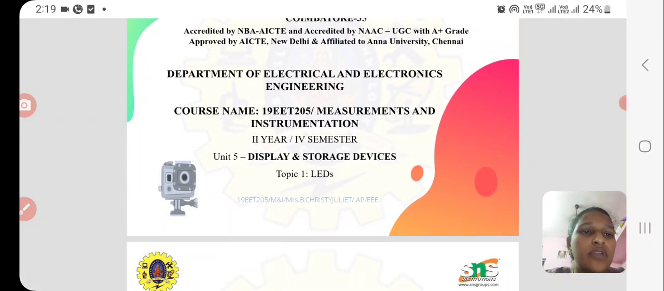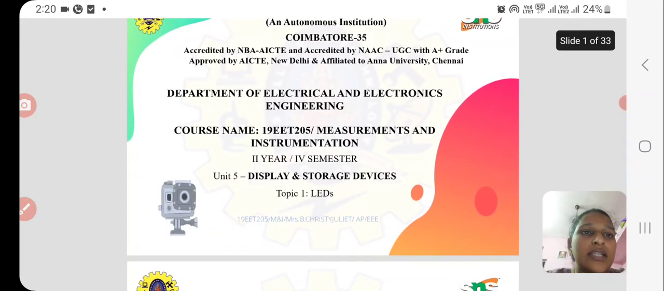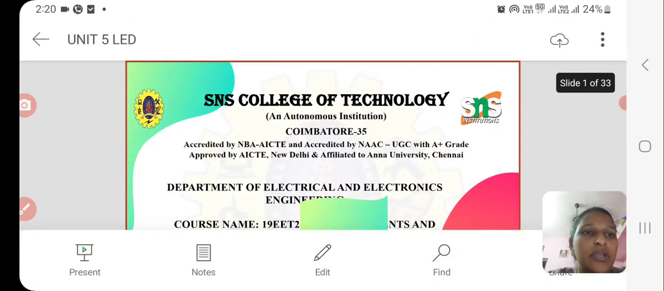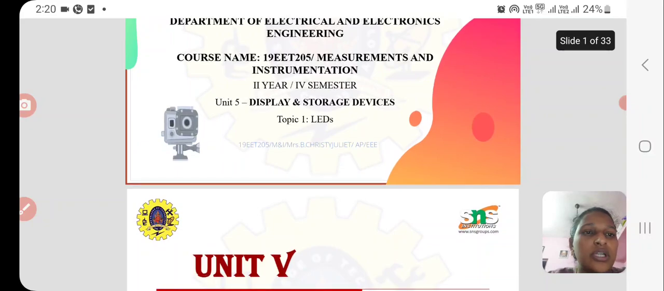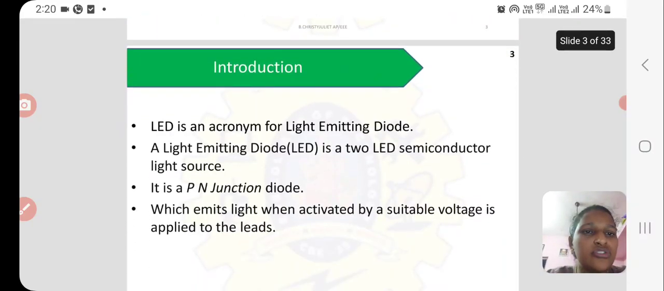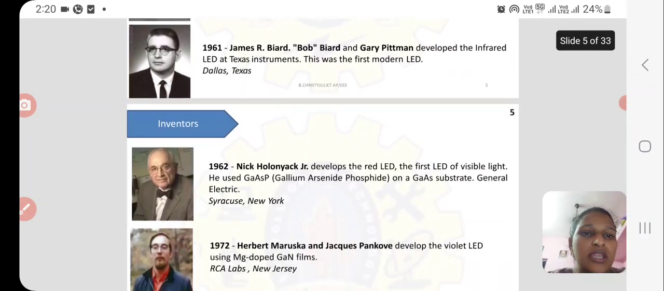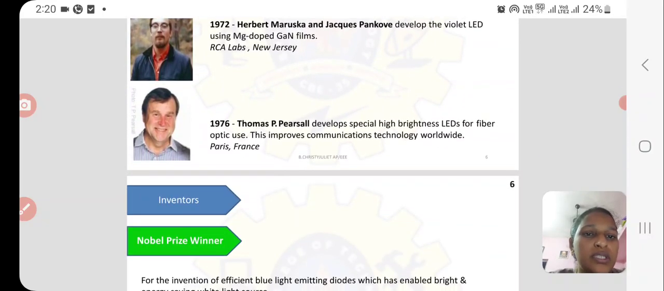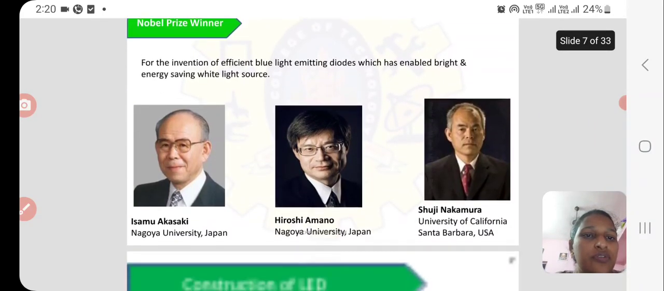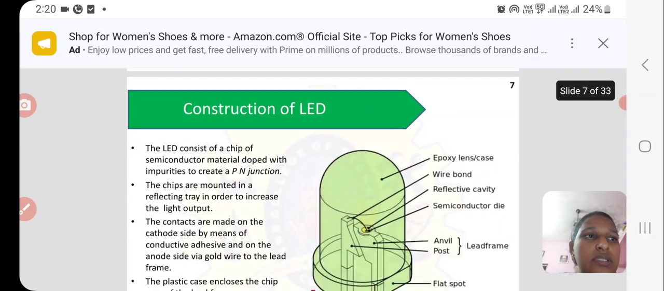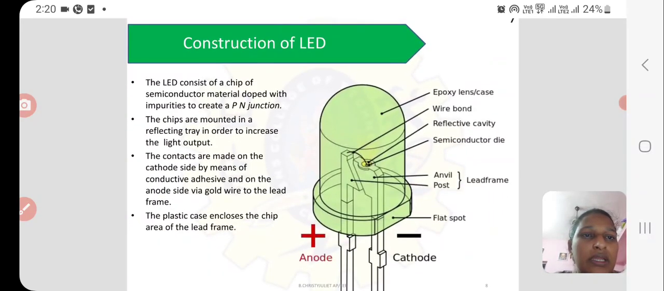In this video, we are going to discuss the construction of LEDs. In the previous class, we discussed the history of LEDs, how they evolved. We listed the inventors of LEDs. Now we will see the construction of an LED.